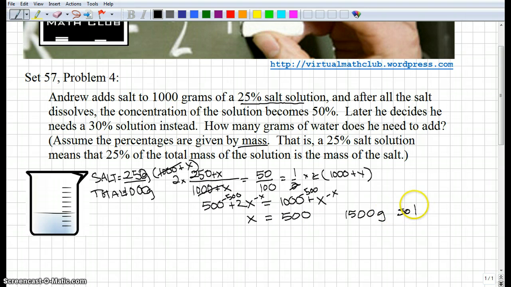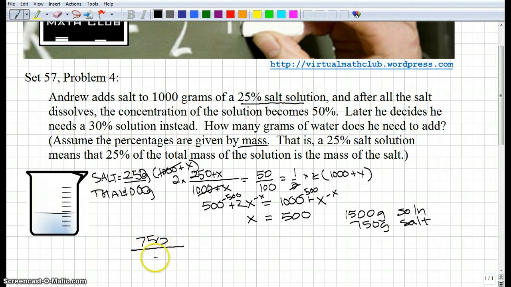So this is the grams of solution. And we have a total of 500 plus 250, which is 750 grams of salt in that solution. So that's where we're at now. And now we have to water it down to get a 30% solution. So let's look at the ratio of salt to the total again. We have 750 grams of salt. Now we're not adding any more salt.